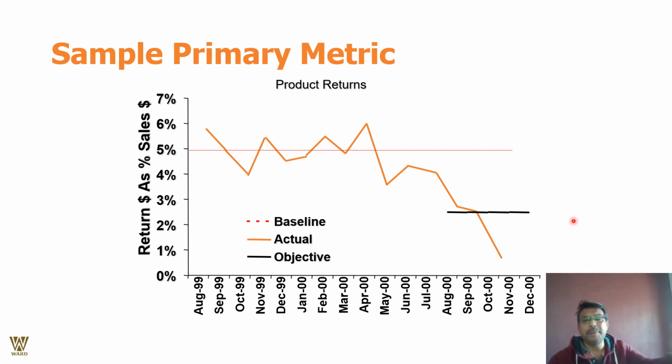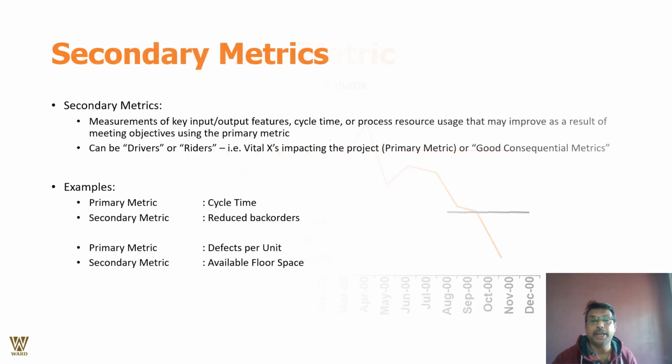Now I'll give you a sample, and this is just a sample for you to understand the primary metric, and it might go up and down. Look at this standard line, which is my baseline, and this is my actual line with my performance. The objective is to be above this line, but once it goes below the objective, you are not attaining it at all.